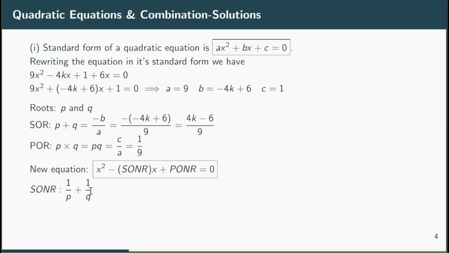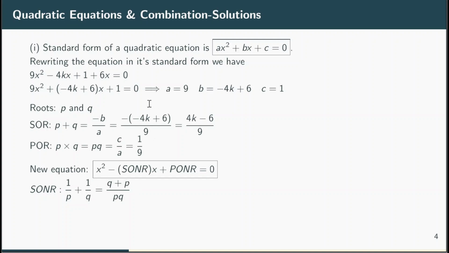All right, let's go ahead. The sum of the new roots is 1 over p plus 1 over q. Finding the LCM, I have p times q, and doing the division, p times q divided by p is q times 1 is q. p times q divided by q is p times 1 is p. So I have q plus p or p plus q, as addition is commutative.